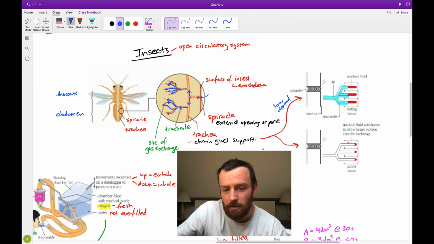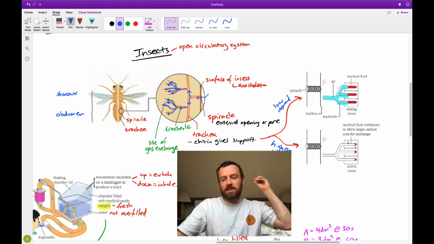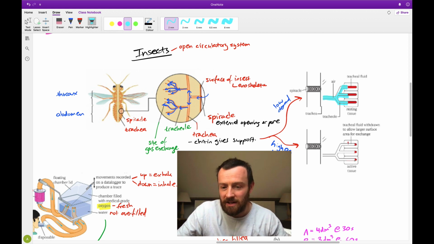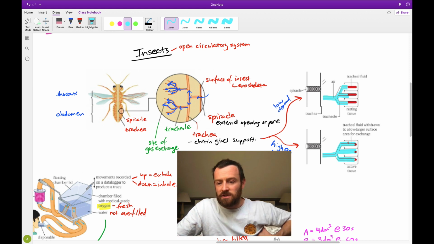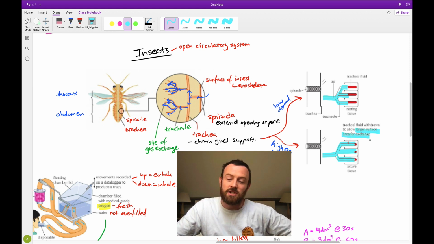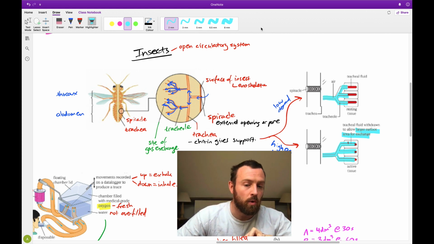But under high demand, the insect can withdraw tracheal fluid. So the fluid comes out into the tissue. Now if I highlight that surface area, we have more surface area. You can see how I'm highlighting more blue. So a larger surface area for gas exchange means that we can absorb more oxygen. It might have a consequence that the insects might desiccate, dry out a bit more quickly. Okay.